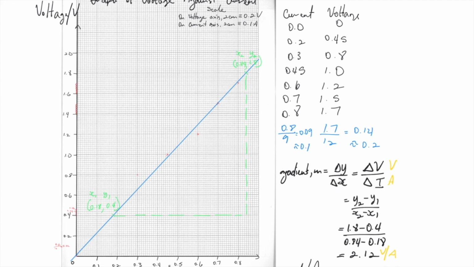So I hope this was informative and you all enjoyed it and were able to follow along all of the steps, and that it helps you all when you are plotting your graph and calculating your gradient.